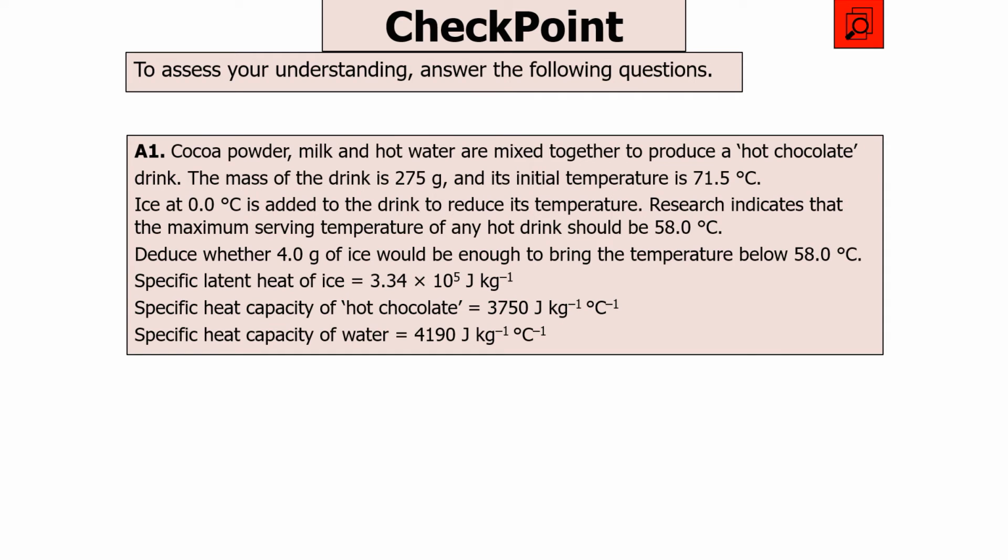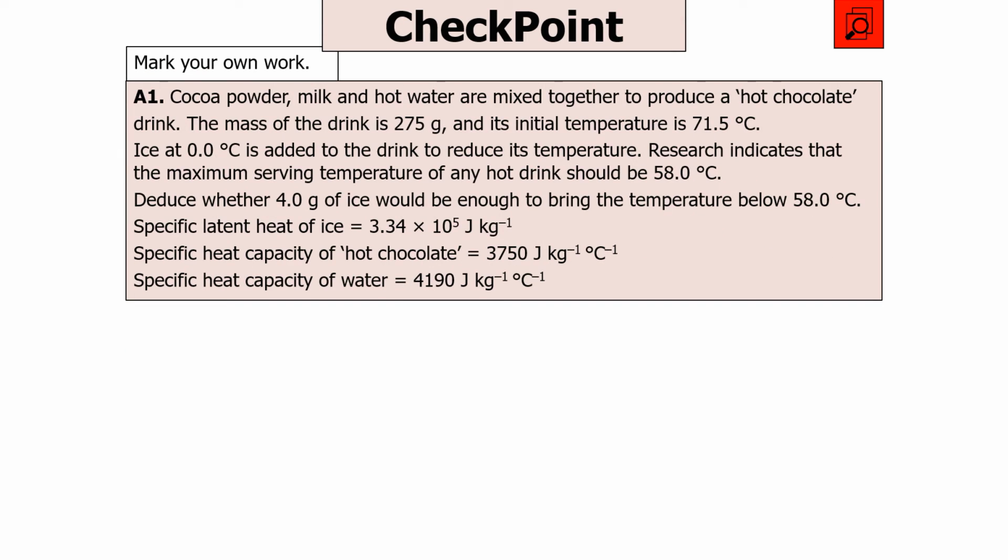The next question says, cocoa powder, milk and hot water are mixed together to produce a hot chocolate. The mass of the drink is 275 grams and its initial temperature is 71.5 degrees Celsius. The ice at 0.0 degrees Celsius is added to the drink to reduce its temperature. Research indicates that the maximum serving temperature of any hot drink should be 58.0 degrees Celsius. Deduce whether 4 grams of ice would be enough to bring the temperature below 58.0 degrees Celsius. So pause the video now, then unpause the video when you want to go through your answer.